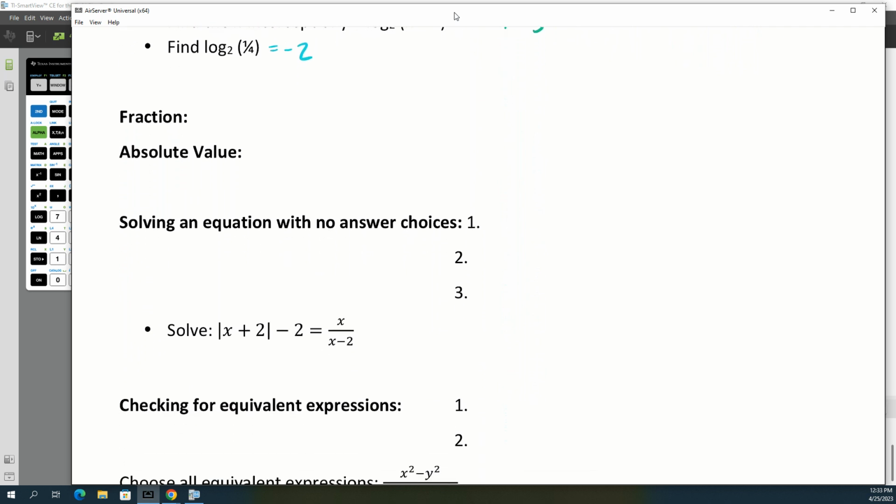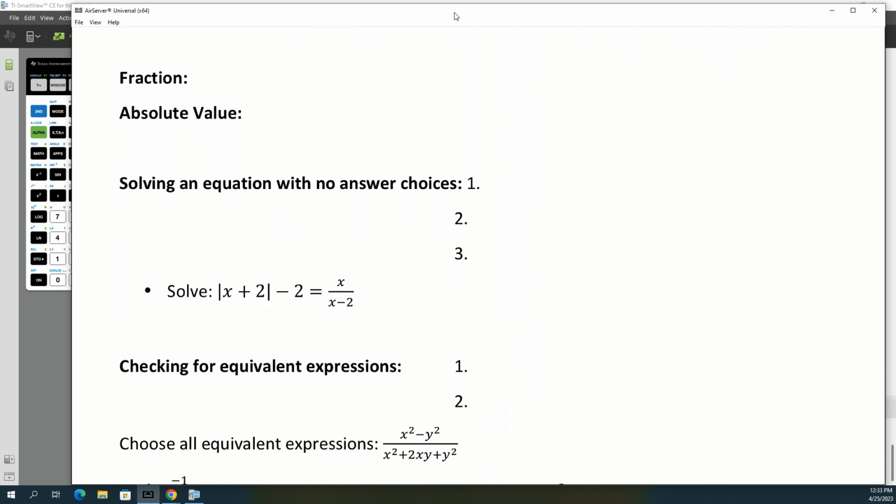Okay. All right, there's a good chance at some point you're going to want to get that little fraction bar in the calculator. Do y'all remember how to get that? Alpha y equals.